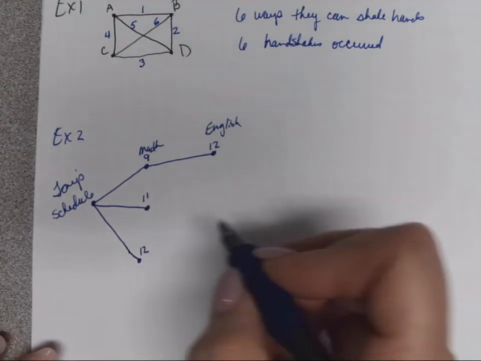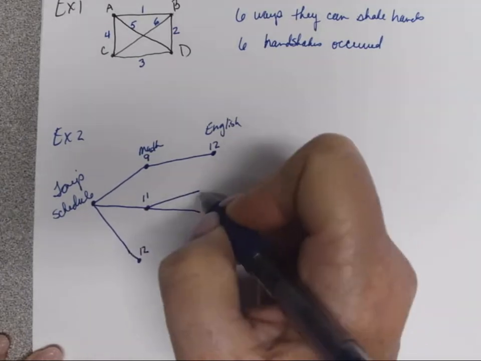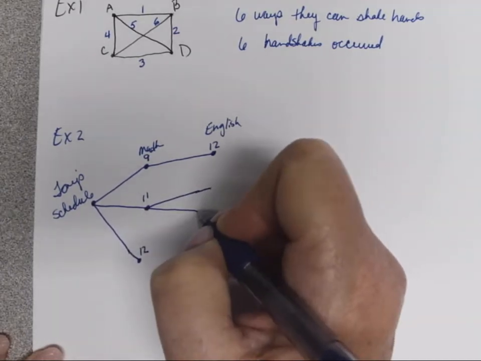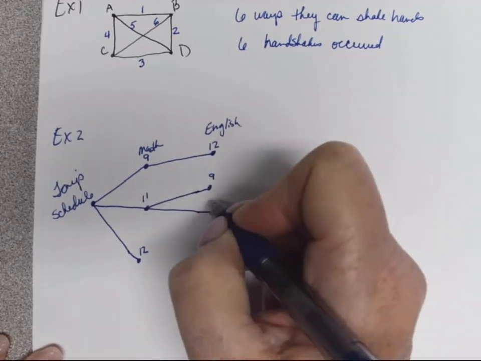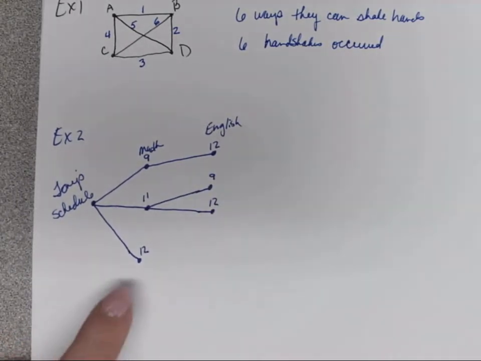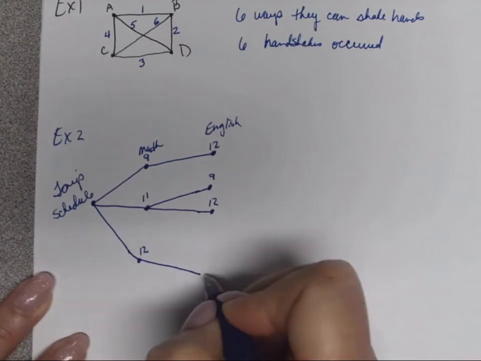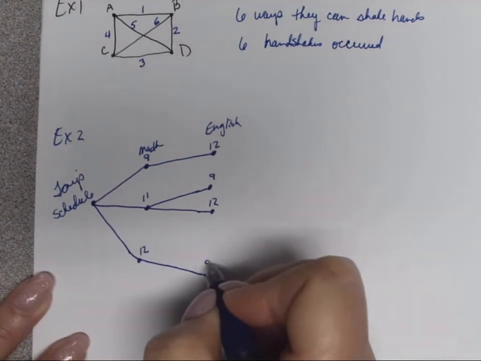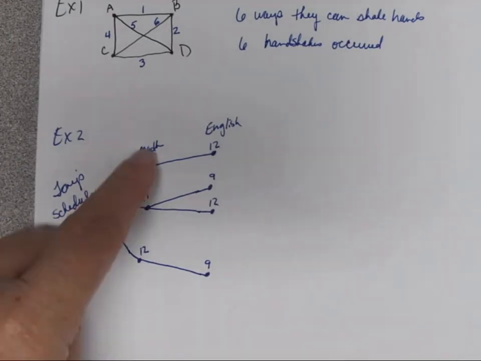But at 11, I can have 2 branches that occur. Well, let's try to keep it in line. I can take the 9 or the 12 for English. And at 12, we can only do the 9 o'clock. Because you can't have 2 classes at the same time. All right, so we've got math and English.